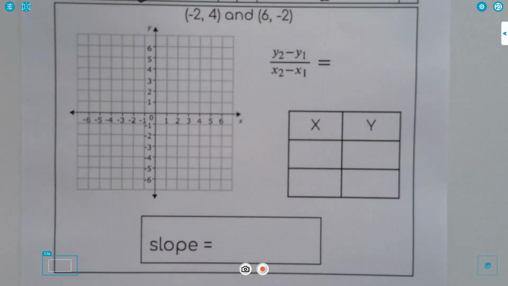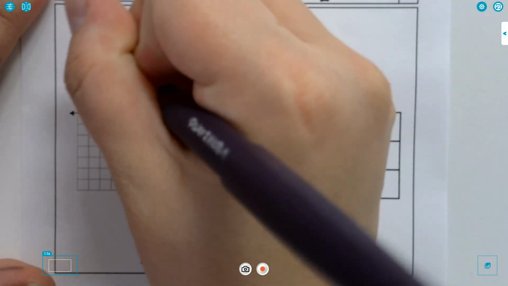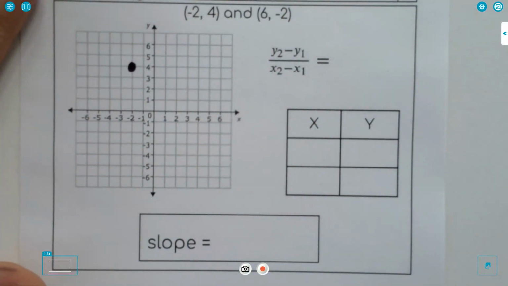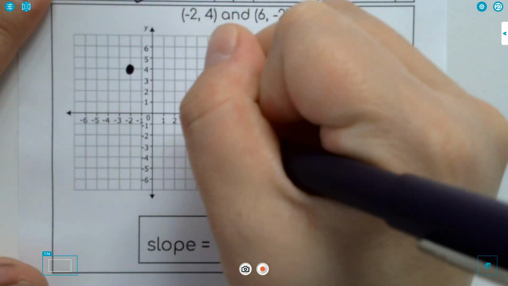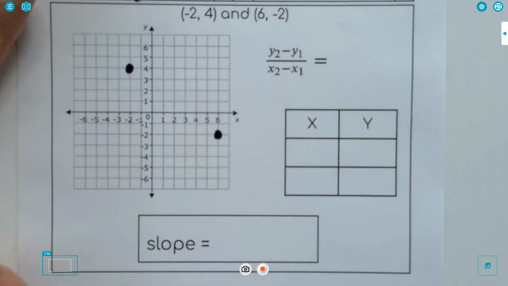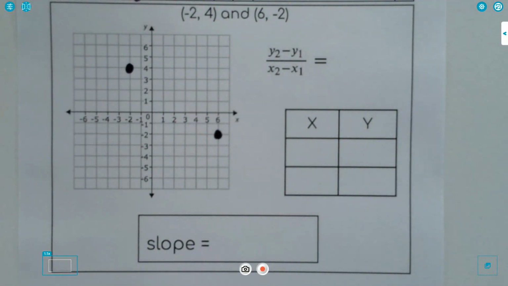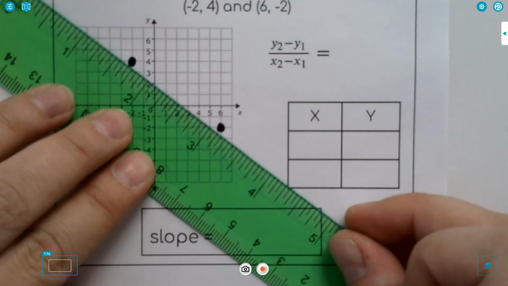Let's go in order of what we did this week. Negative 2, 4. That means I'm going to go left 2, up 4. So negative 2, 4. And 6, negative 2. I'm going to go right 6, down 2. So even these that are both on this graph still seem kind of far apart. Kind of seem like a pain to count, to be quite honest. I'm going to connect these.